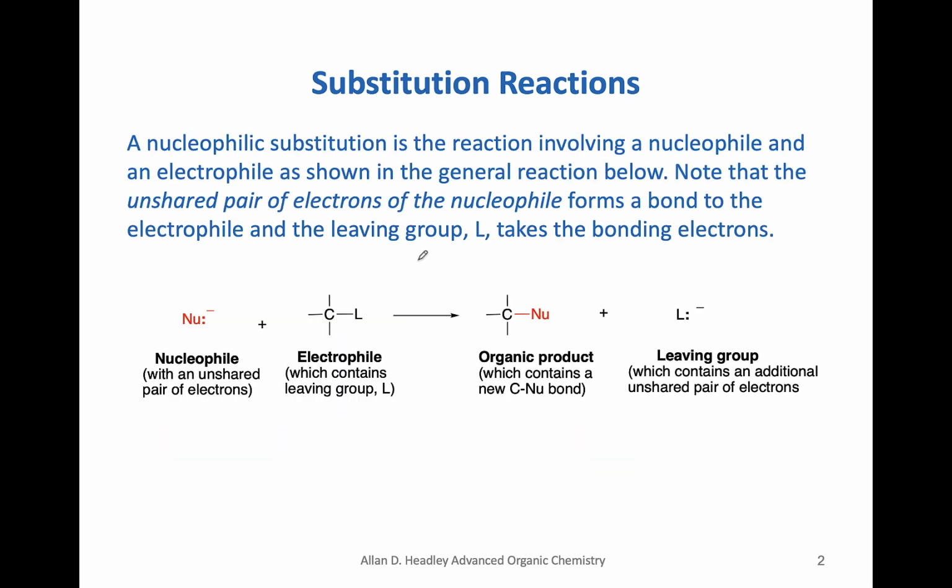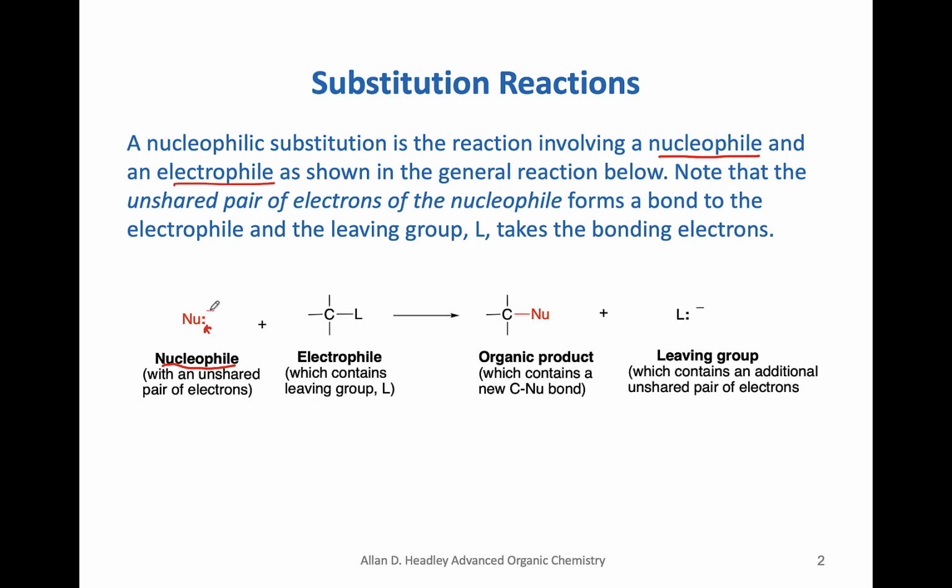Okay, so let's begin. A substitution reaction is shown below. It involves literally a nucleophile reacting with an electrophile in which there is a leaving group on the electrophile. So that concept is illustrated below. Here is a nucleophile, and as you remember, a nucleophile is a Lewis base. It has an unshared pair of electrons.